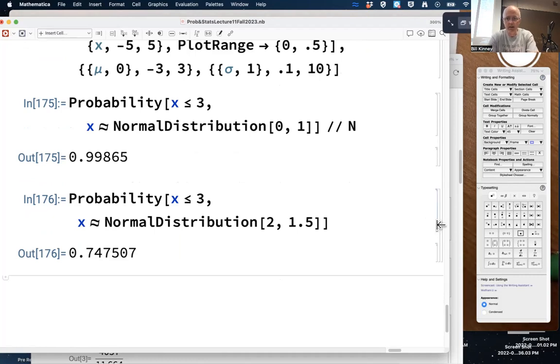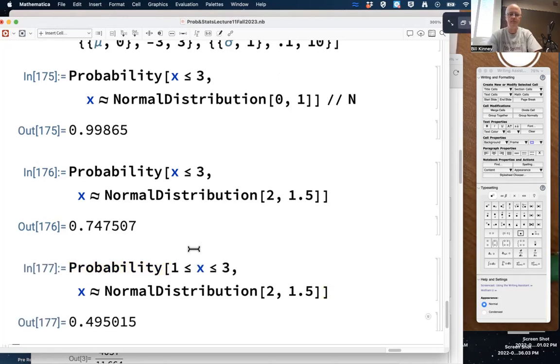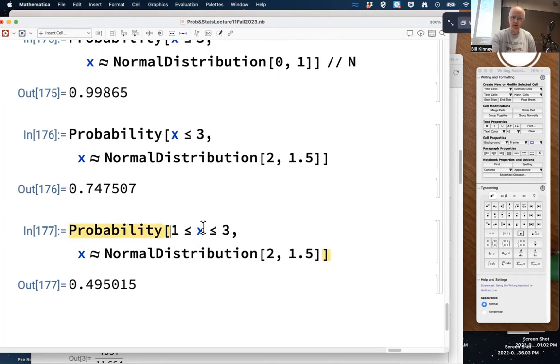Can I do other kinds of probabilities, like being between, say, 1 and 3? Sure. There's the probability of x being between 1 and 3. Again, I don't know how to make that symbol offhand. I just copied and pasted. For the rest of class today, let's do some stuff by hand.